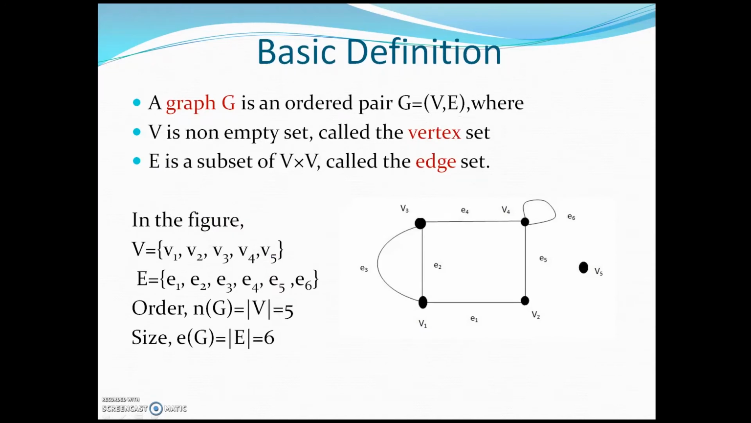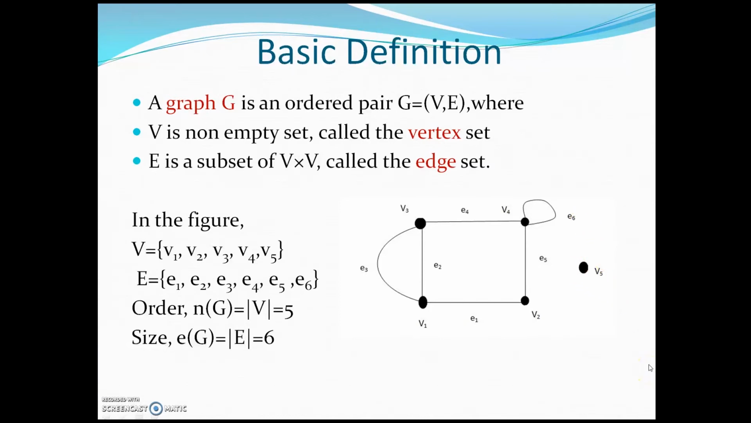Now come to the basic definitions of graph theory. A graph refers to a set of vertices, which are also known as points or nodes, and edges that connect the vertices. A graph is an ordered pair (V, E), where V is a non-empty set called the vertex set and E is a subset of V cross V called the edge set. So in this figure, the vertex set contains the elements V1, V2, V3, V4 and V5, and the edge set consists of the elements E1, E2, E3, E4, E5 and E6.